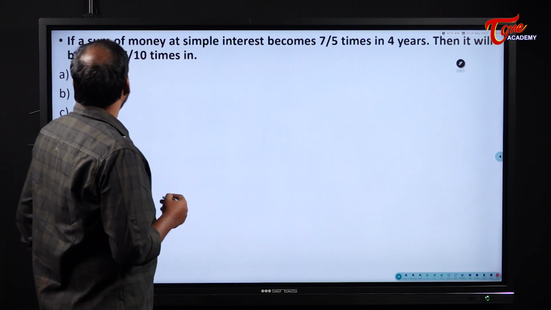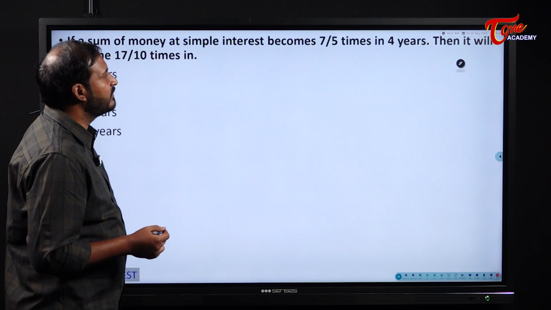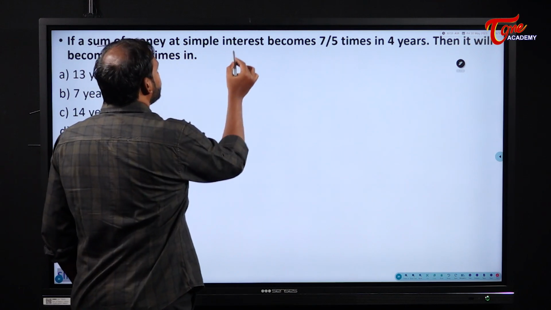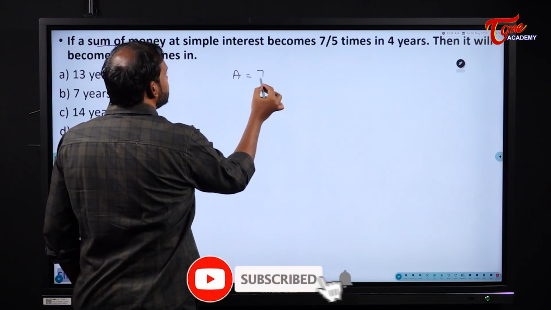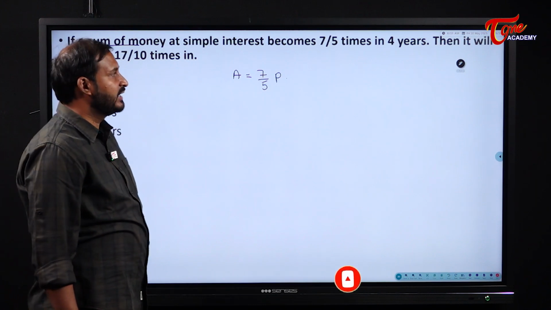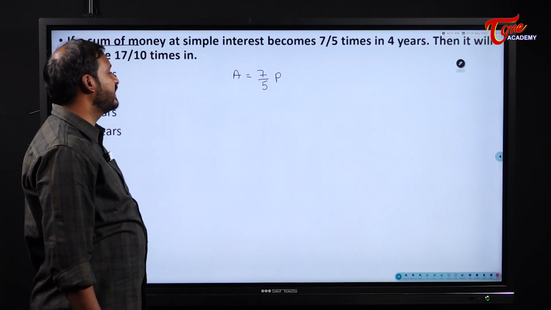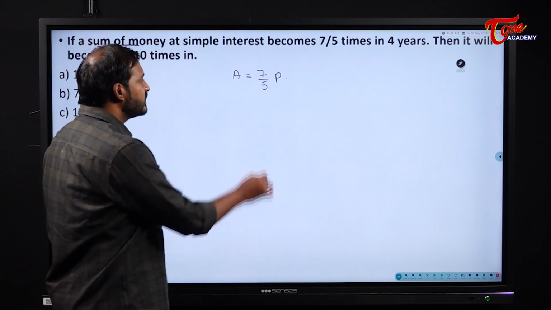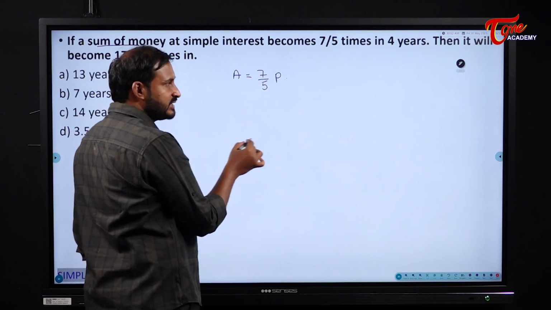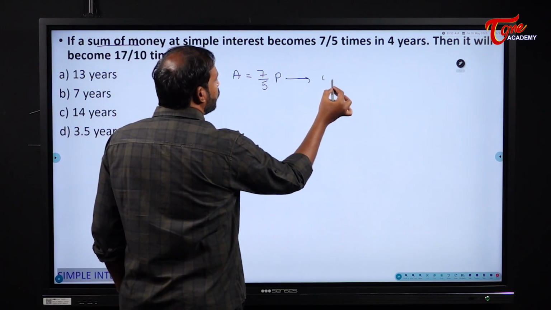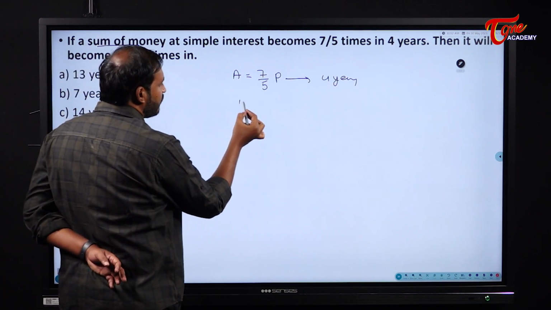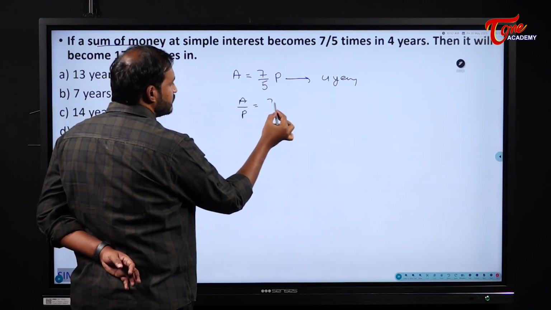Okay, right. If a sum of money at simple interest becomes 7/5 times in 4 years, that means what? Amount is equal to 7/5 of principal, right? Then it will become 17/10 times in how many years? See here, amount is equal to 7/5 times of principal. First of all, tell me what is the relation? This one is 4 years. Please observe here, students. Tell me what is amount by principal here? 7/5.